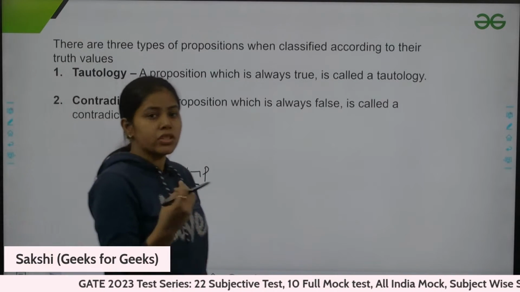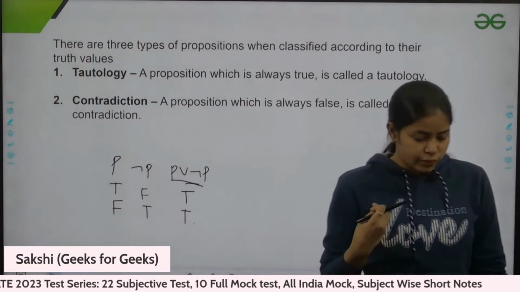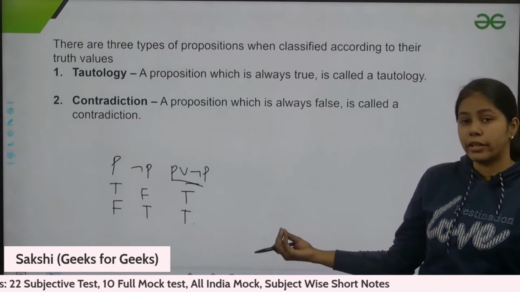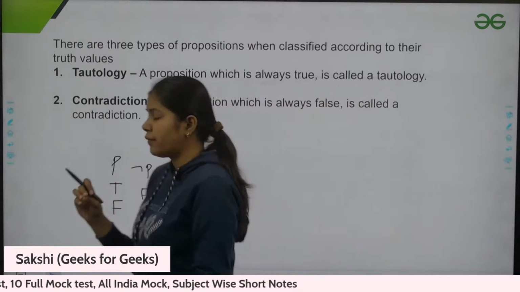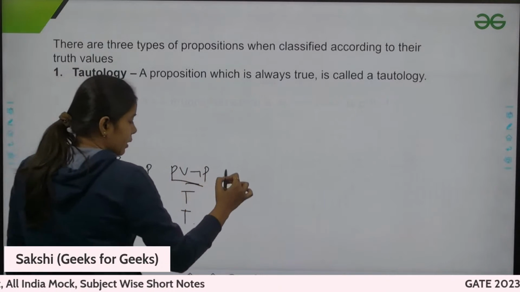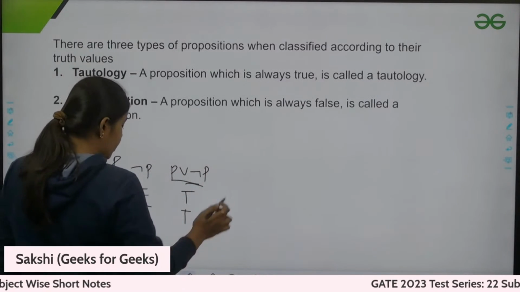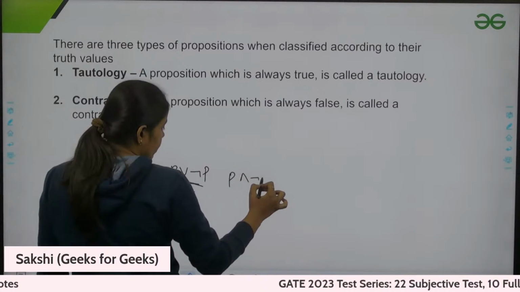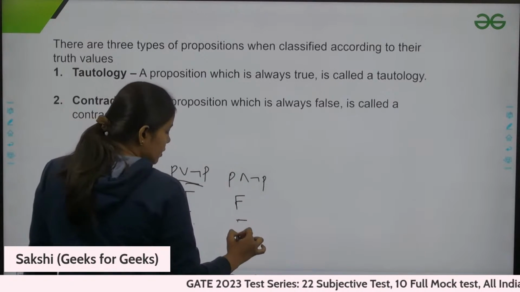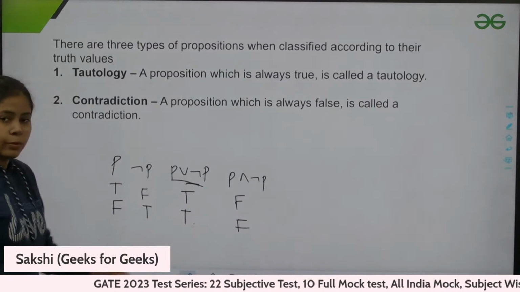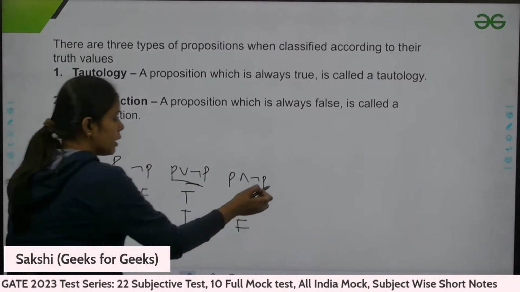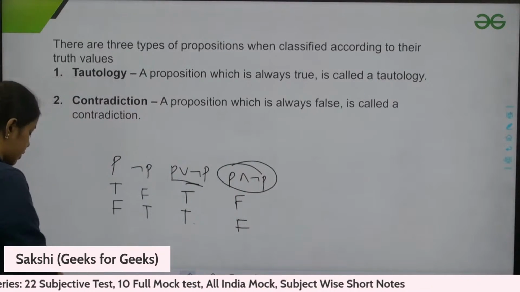The statement which is always false, a proposition which is always false, is a contradiction. So here, if I find out P and negation P, you can check that it will be always false. True and false will be false, false and true will be false. So this statement will be a contradiction.